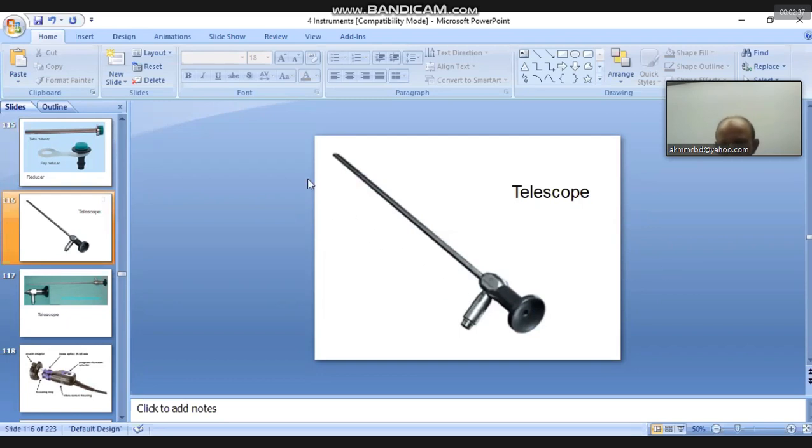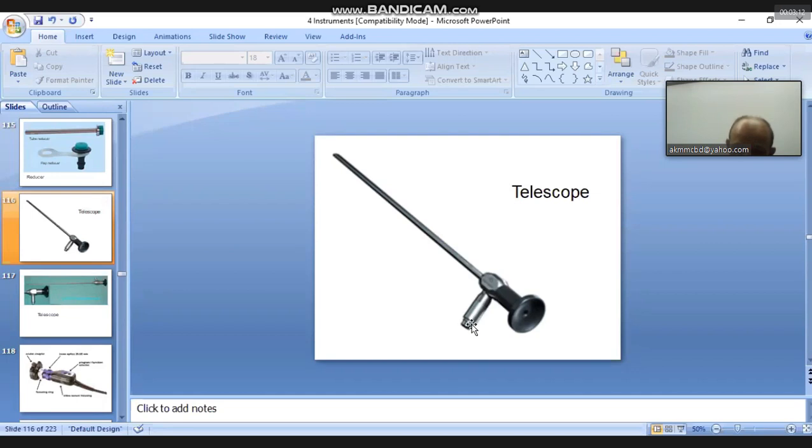And this is the most important instrument of the laparoscopy. It is known as telescope. We simply say this is telescope. Actually, we don't introduce camera within the body. We attach the camera with the telescope. Here we attach the camera, and through this telescope, we can see inside the abdominal cavity or peritoneal cavity. This is known as telescope.